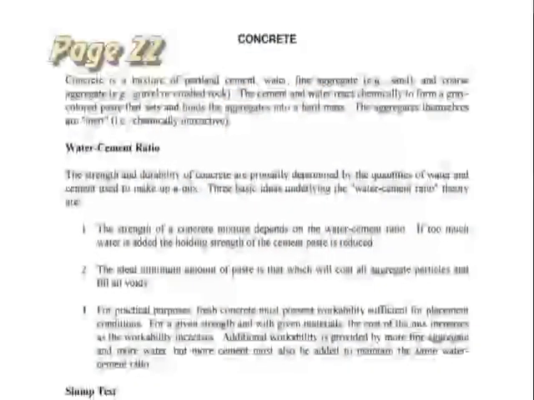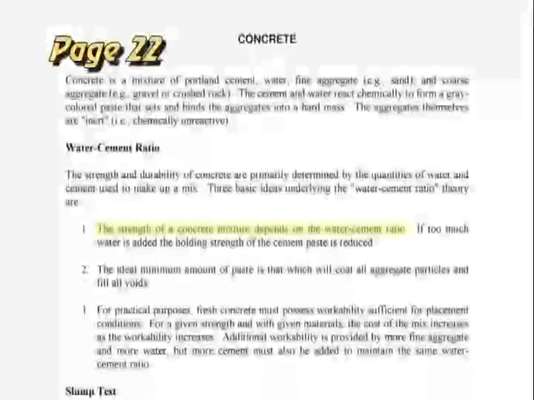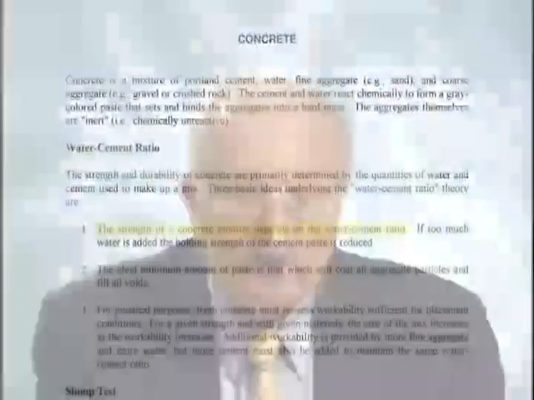Now let's look at number 1 there, and I want you to underline that first sentence that says the strength of a concrete mixture depends on the water-cement ratio. If you read the rest of 1 and 2 and 3, it'll help you understand why it is so. How do we determine whether we have enough water in that cement? It's done with a slump test.